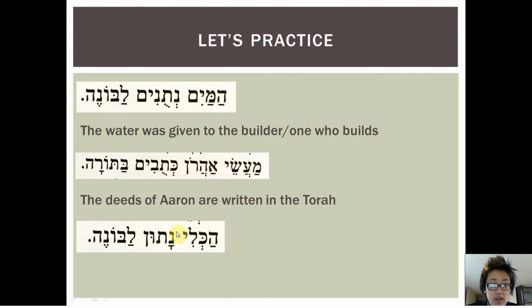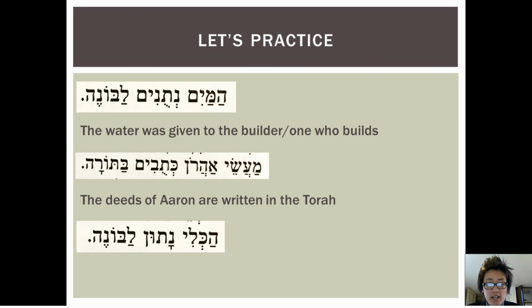So here we have, again, the kibbutz between the second and third radicals. Ketuvim, are written, the deeds of Aaron are written batorah, in the Torah. And so the ketuvim actually applies to the entire word pair here, Ma'aseh Aharon, the deeds of Aaron, and it's plural, of course, because Ma'aseh is the plural form.